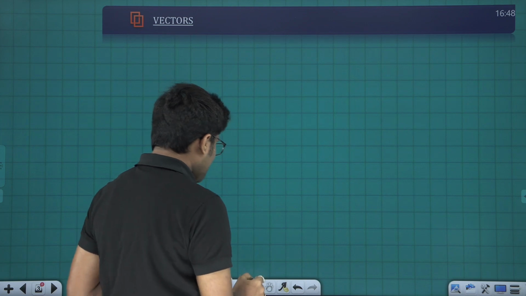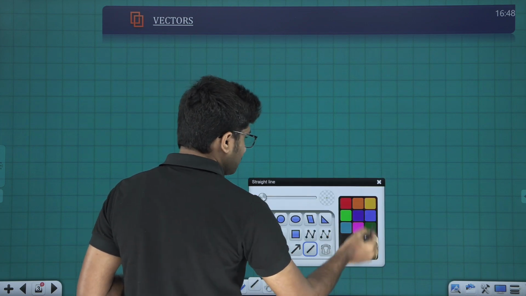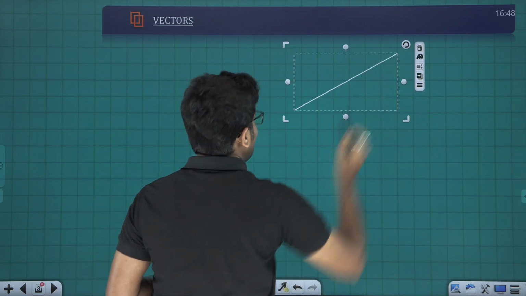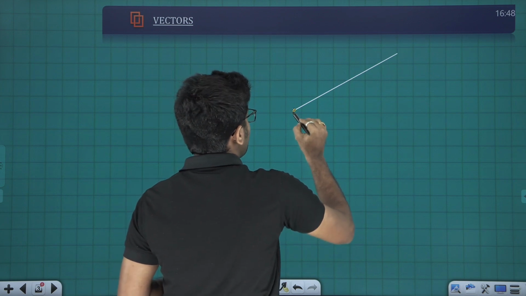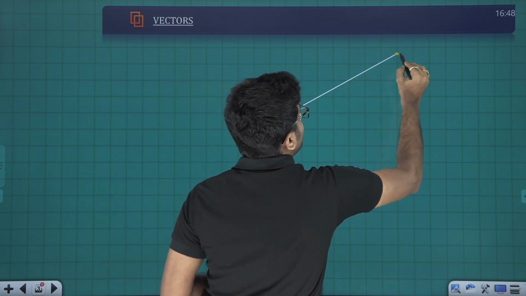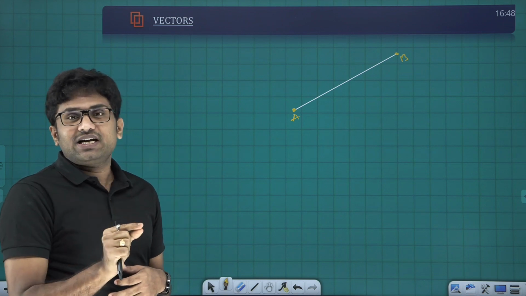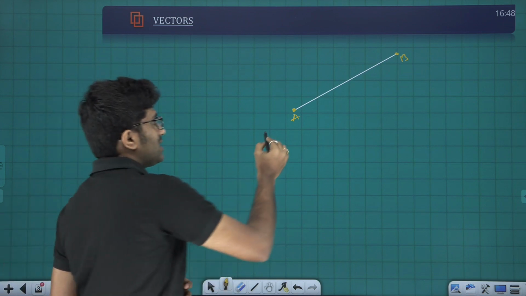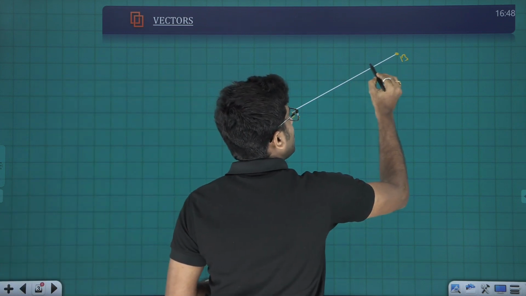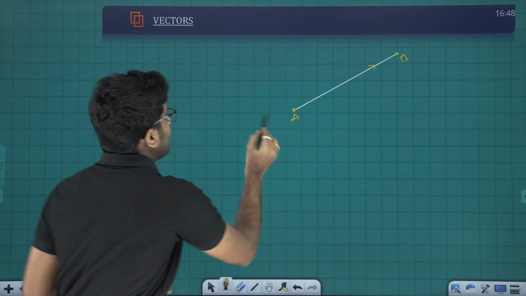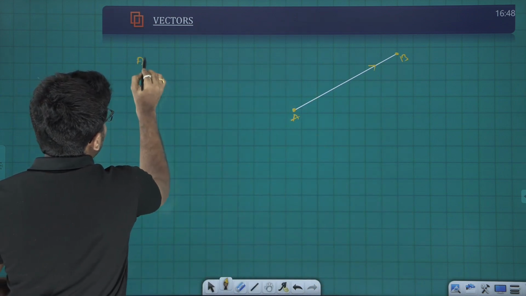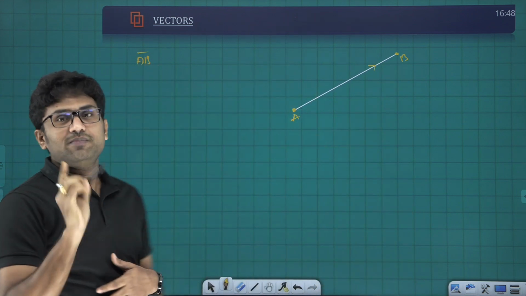Okay, so let's consider a line segment AB. A line segment AB is said to be a directed line segment if it has some direction. Let's say the direction of AB is from A to B. Then this particular directed line segment is called a vector. We denote it as AB bar.